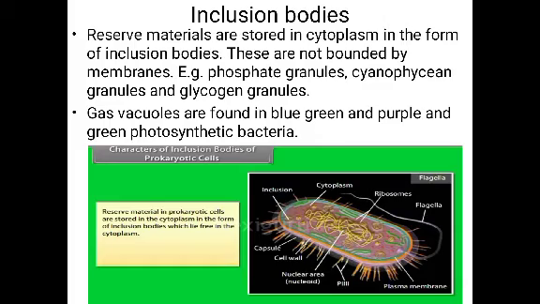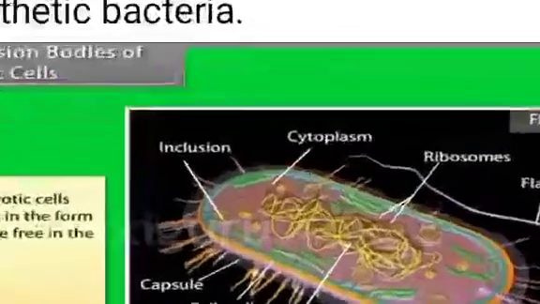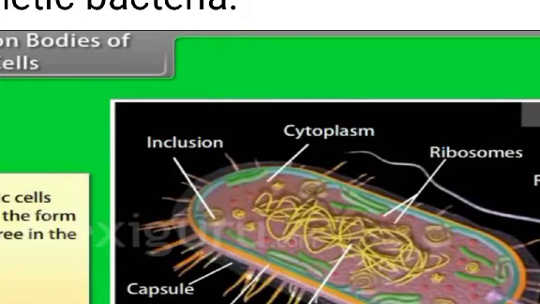If you see in this picture, here are small round structures. Can you see this? These are some of the inclusion bodies present in prokaryotic cells. In addition to that, some gas vacuoles are also found in blue-green and purple and green photosynthetic bacteria. Gas vacuoles, which are filled with gases, can be found in the blue-green bacteria, that is the cyanobacteria, or the purple and green photosynthetic bacteria. So this is about the prokaryotic cell.